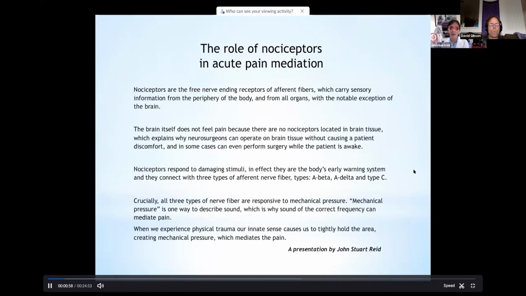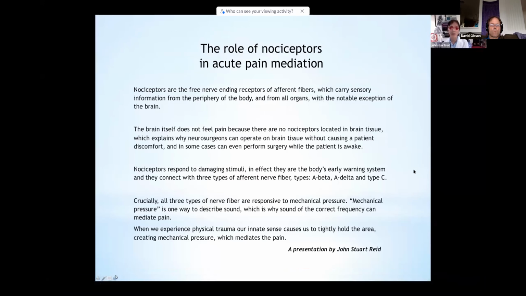Now, we come first of all to the role of nociceptors in acute pain mediation. I'm not going to read all of this because you can later read it yourself because David will have this presentation. However, the point is that over your body there are thousands of these little nerve endings called nociceptors, and although the brain itself doesn't feel pain because there are no nociceptors located in the brain tissues, nociceptors nevertheless respond to damaging stimuli. So they are, in effect, the body's early warning system.